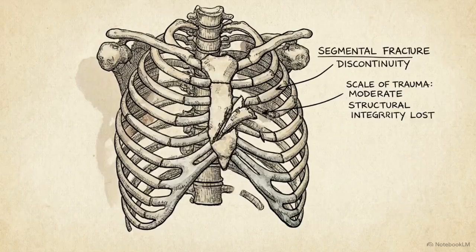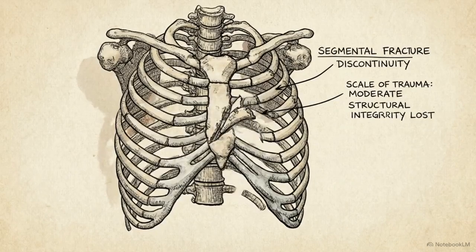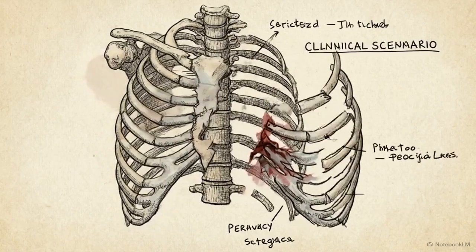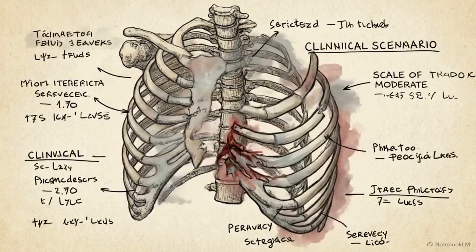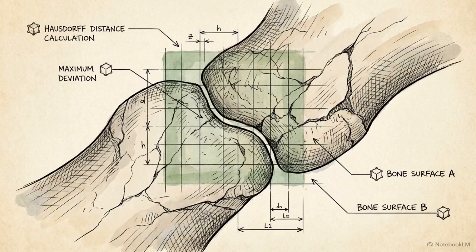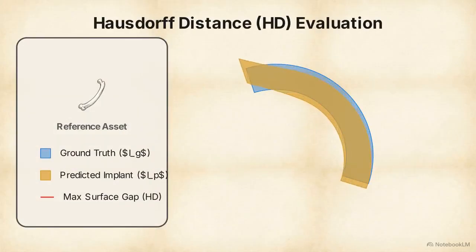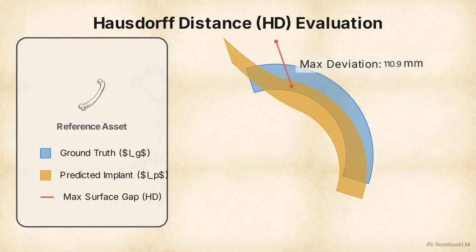The framework was evaluated under 2 distinct clinical scenarios: isolated single bone defects and severe multi-bone trauma, where several adjacent ribs are destroyed. To evaluate performance, the researchers utilized the Hausdorff distance. This geometric criterion measures the maximum surface deviation in millimeters between the prediction and the ground truth, making it a strict test for boundary alignment.